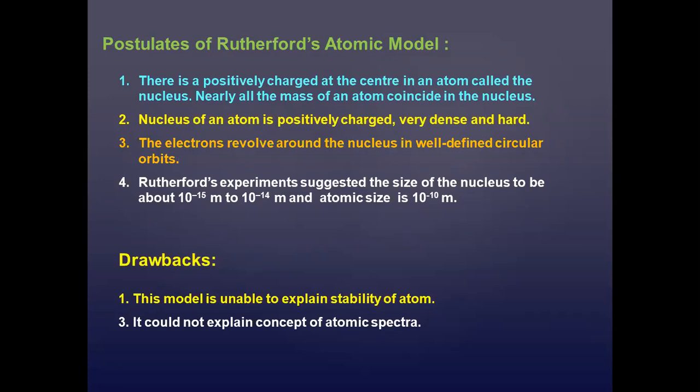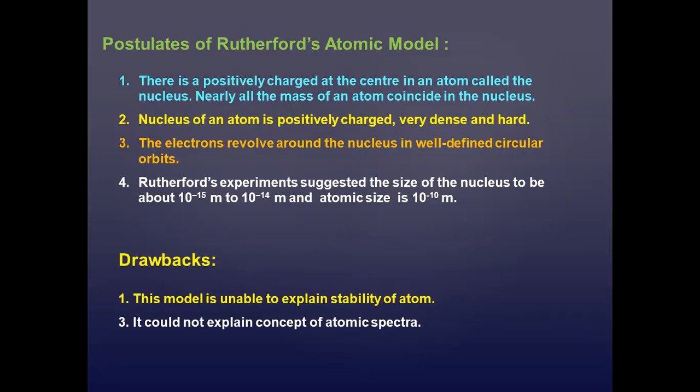Some drawbacks of this model. This model is unable to explain the stability of the atom. What is stability? There is a force of attraction between the negatively charged electrons and the positively charged nucleus, yet the electron continuously revolves in a circular orbit in place of a spiral path.